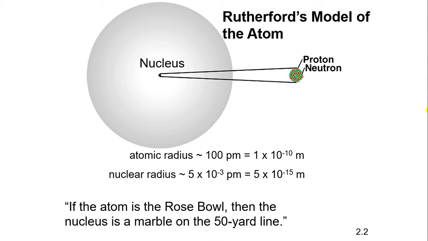And I've heard this said before, that if the atom were the Rose Bowl, the nucleus would be like a marble on the 50-yard line. That gives you a sense of the dimensions of the nucleus size versus the overall size of the atom. Although remember, these are incredibly small things.